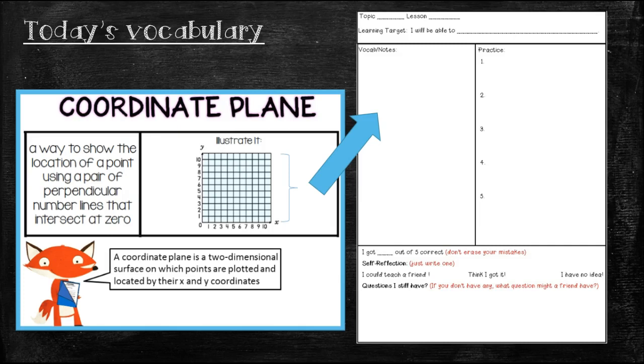What is a coordinate plane anyway? Well, a coordinate plane is a way to show the location of a point using a pair of perpendicular number lines that intersect at 0. Go ahead and copy down the definition and then illustrate it for me as well.